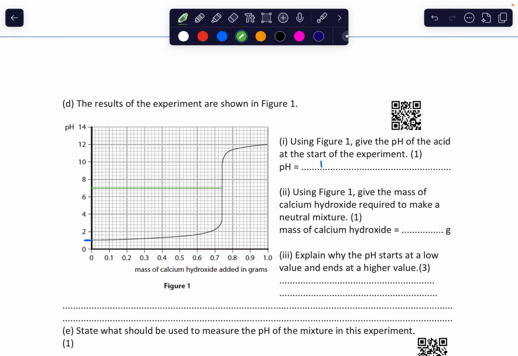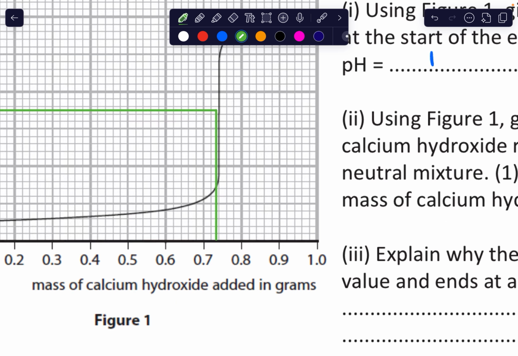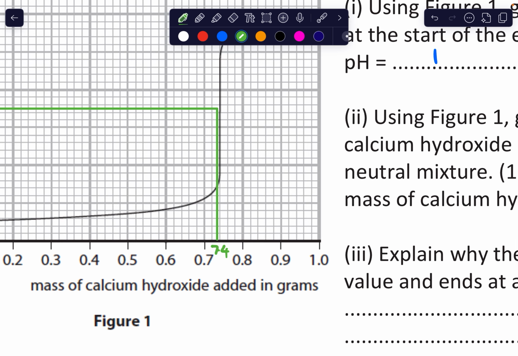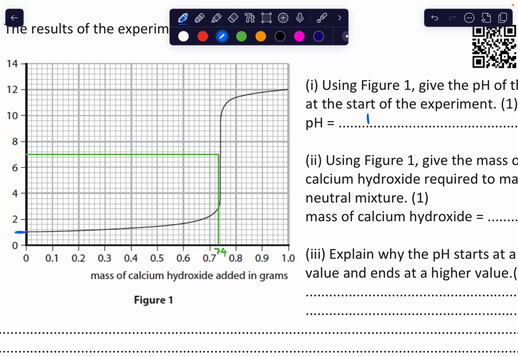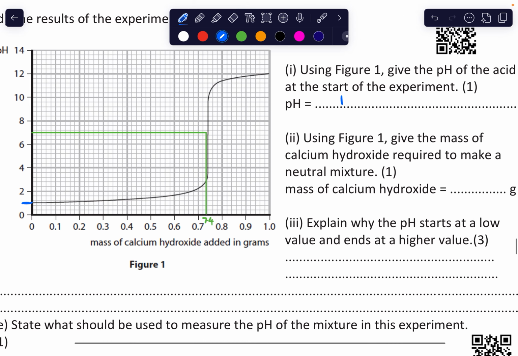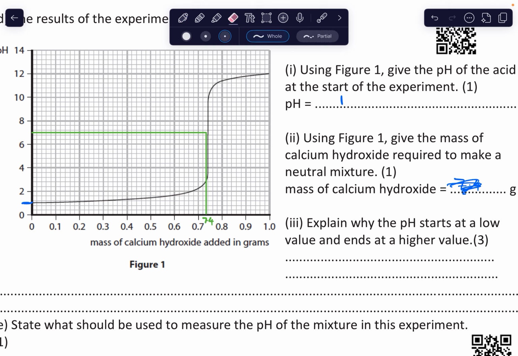So if we come along from 7, and I always advise you to draw lines on your graph so that you are going to get this correct. You can see here that's going to be 7.4. So my answer for this one is 7.4 grams to make it neutral. Oh, sorry, 0.74. Just looking at the scale there. 0.74.